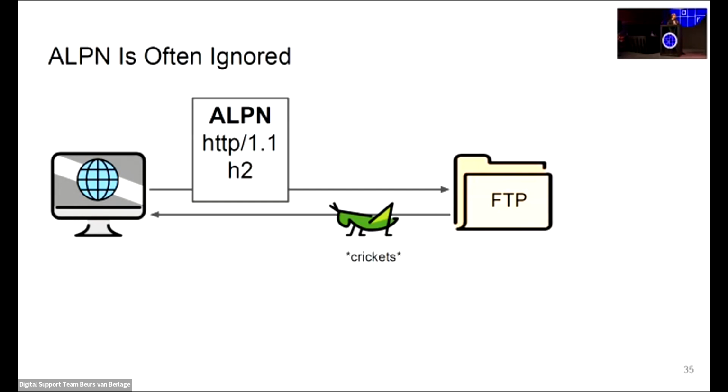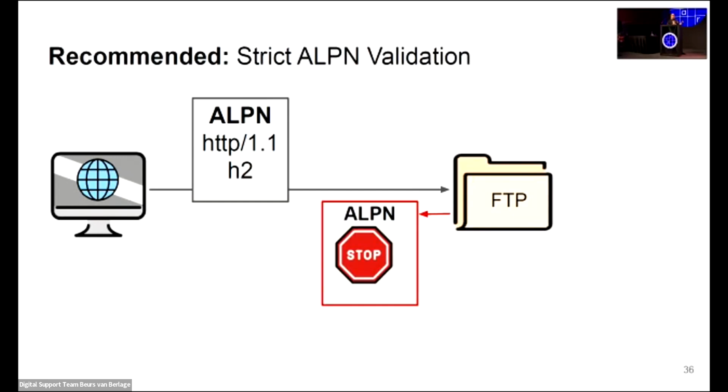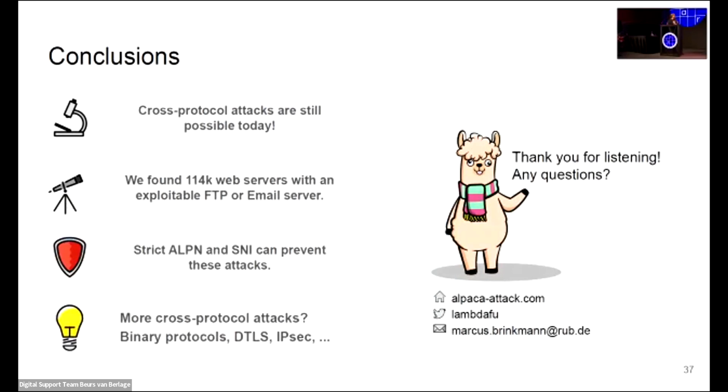So what we actually need is something called strict ALPN validation, where the server detects that this client is a web browser, and then sees that this web browser actually wants to speak HTTP and not FTP, and so it terminates the connection early. And this is our recommendation. We have made some progress. Some of the application servers have already implemented this and are slowly updated on the internet. So this is my talk.